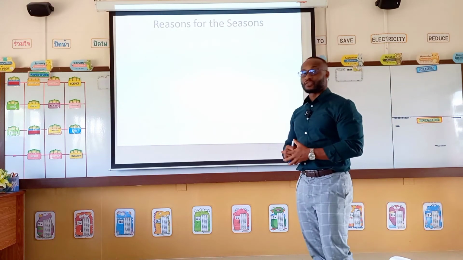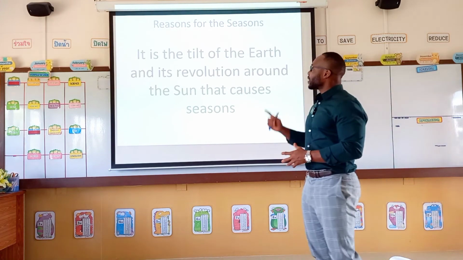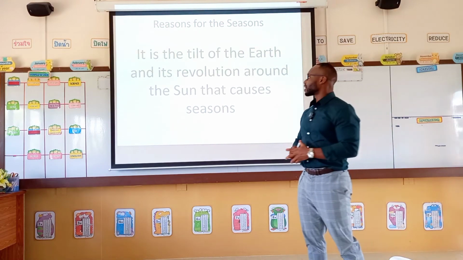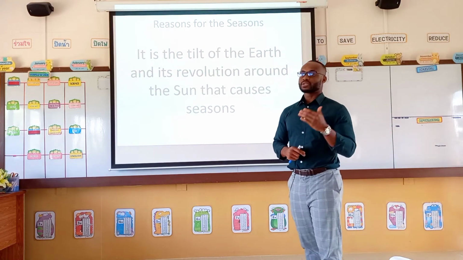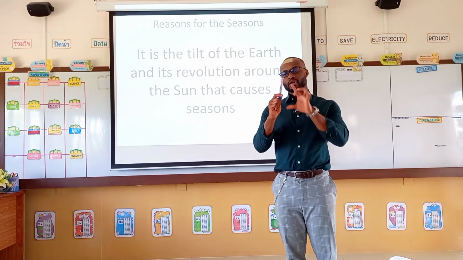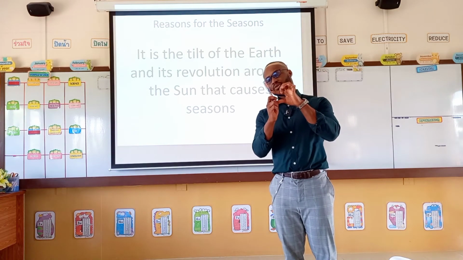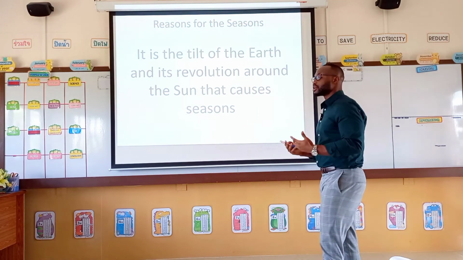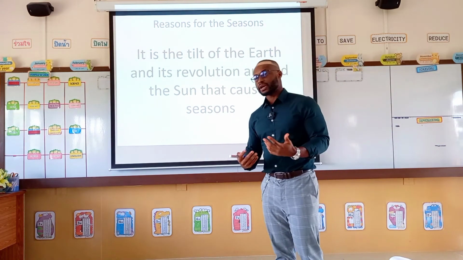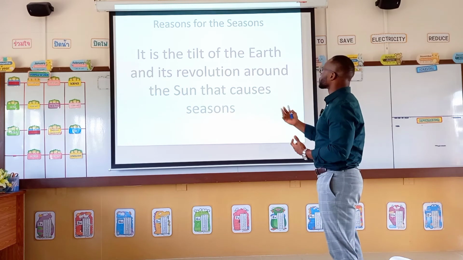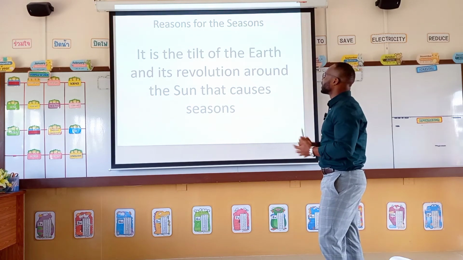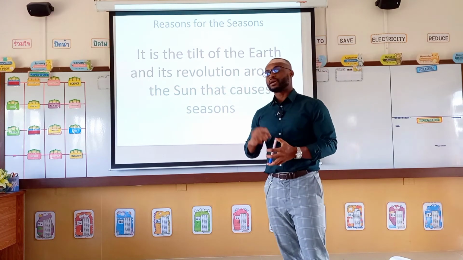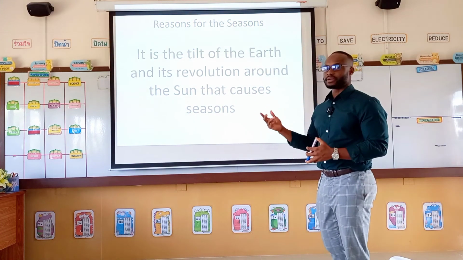Now, reasons for the seasons. It is the tilt of the earth and its revolution around the sun that causes the seasons. Remember, we talked about tilt, when the earth moves from the straight line and tilts towards the right side or tilts towards the left side. Now, this causes seasonal changes, climate change. So that's the reason for seasons. Seasons occur when the earth tilts to a different direction.